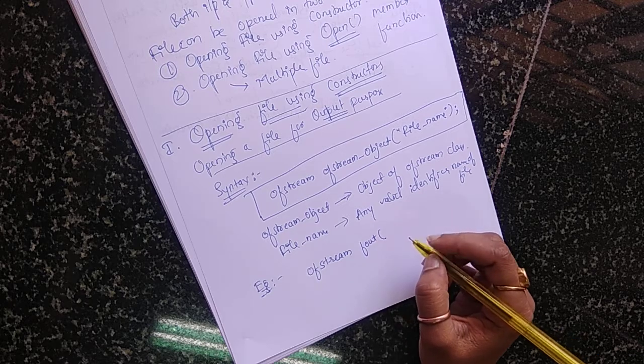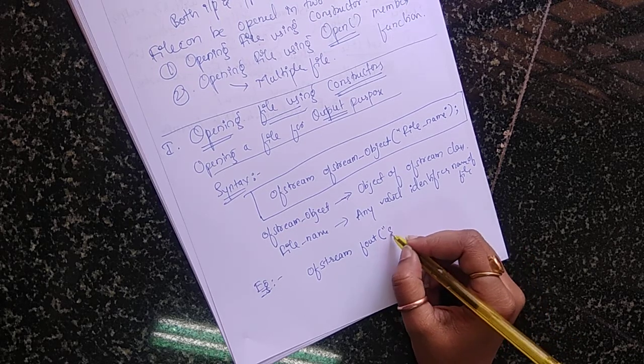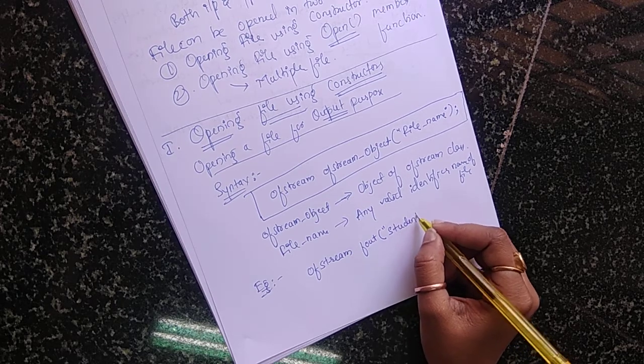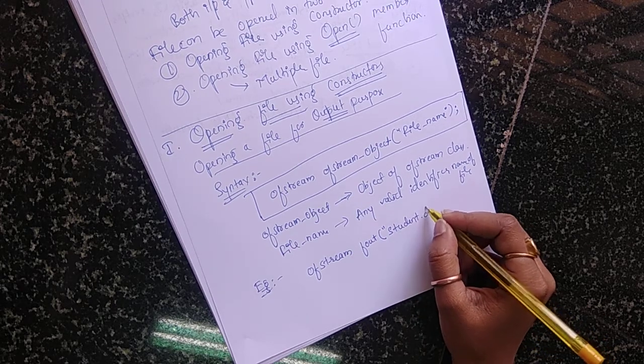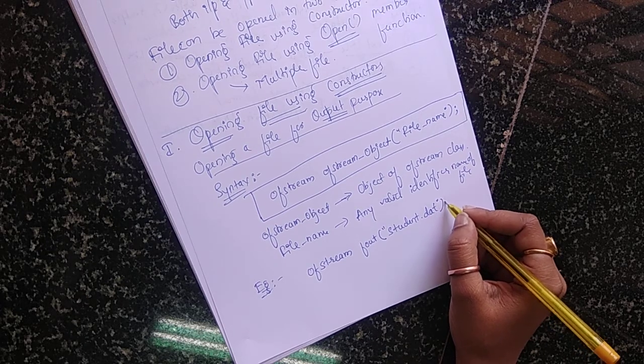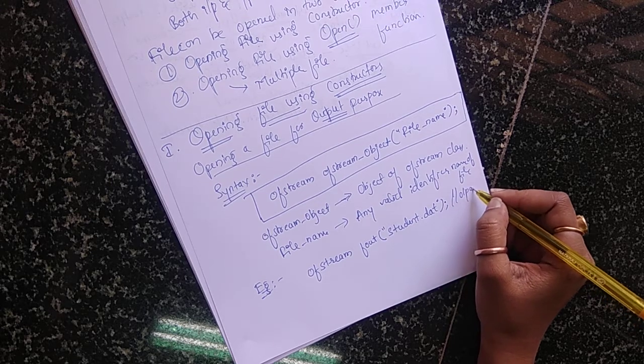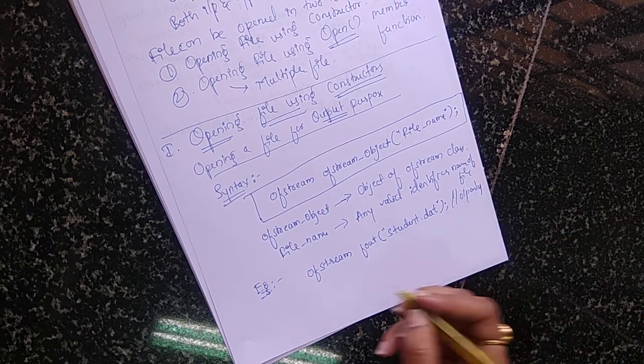Then any file name of your choice. We can give here student.dat, ended with semicolon. So this is for output only.